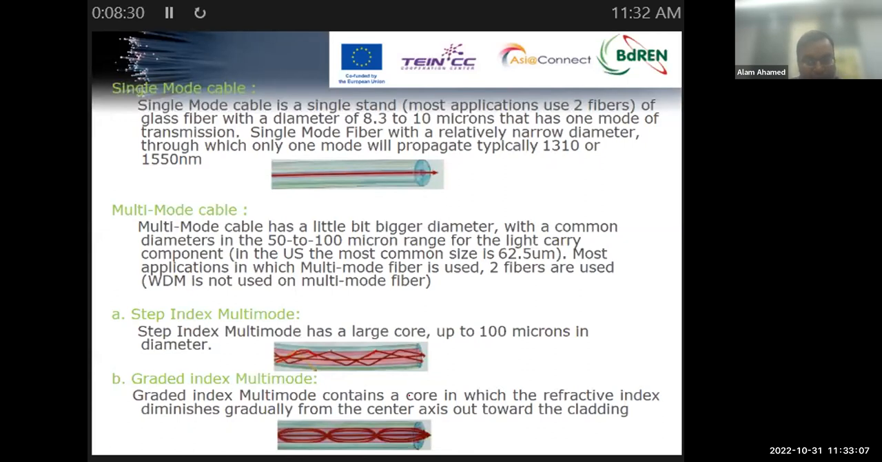Gradient multimode fiber contains a core in which the refractive index diminishes gradually from the center. That means the reflection point is the same for every light ray. Graded index multimode contains a core in which the refractive index diminishes gradually from the center axis outward toward the cladding.